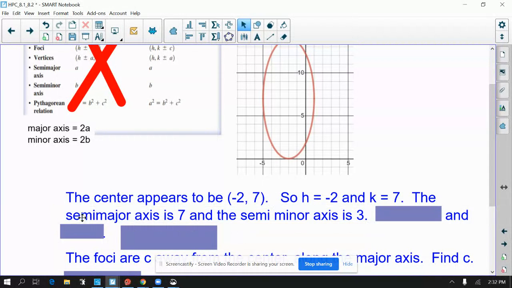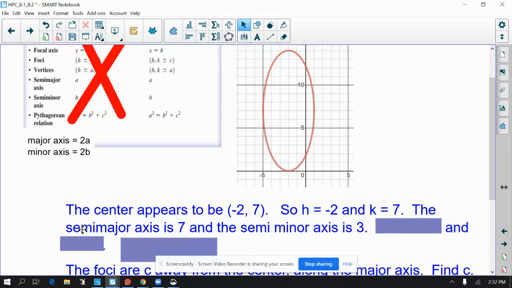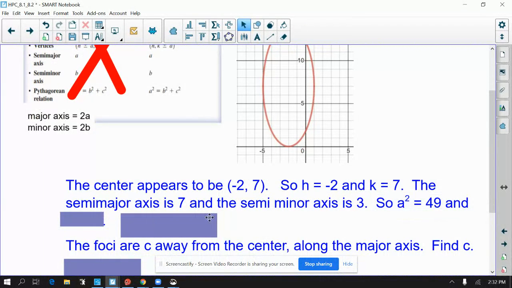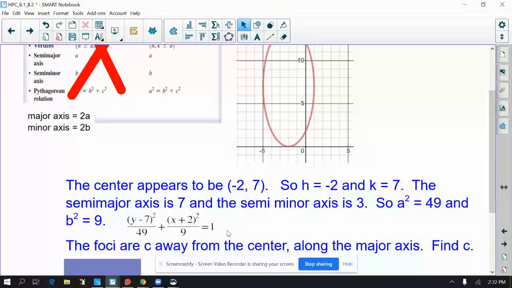So the semi-major axis is 7. Semi means half, don't forget. So from the center to one edge, the long way is 7. That's the semi-major axis. And from the center to the short edge is 3. That's the semi-minor axis. So that means A squared is 49 and B squared is 9. So I'm done. This is my equation. Notice the bigger number is underneath the y value, so it's orientated vertically.